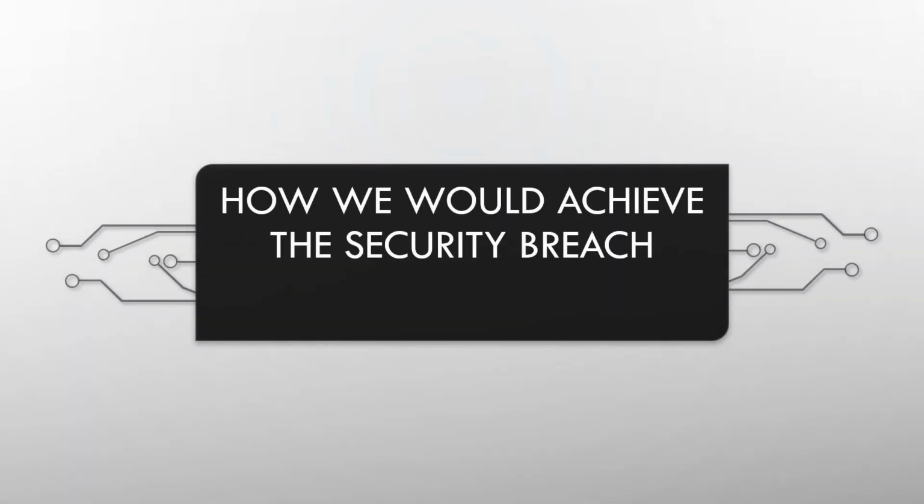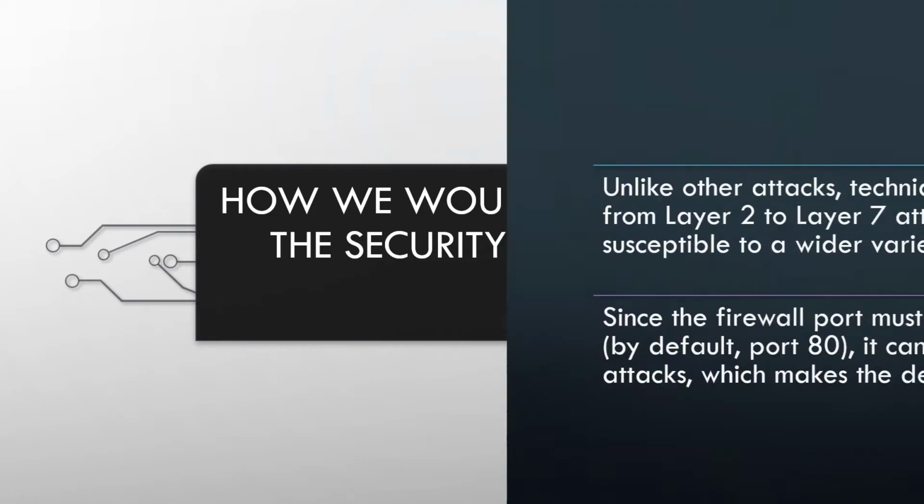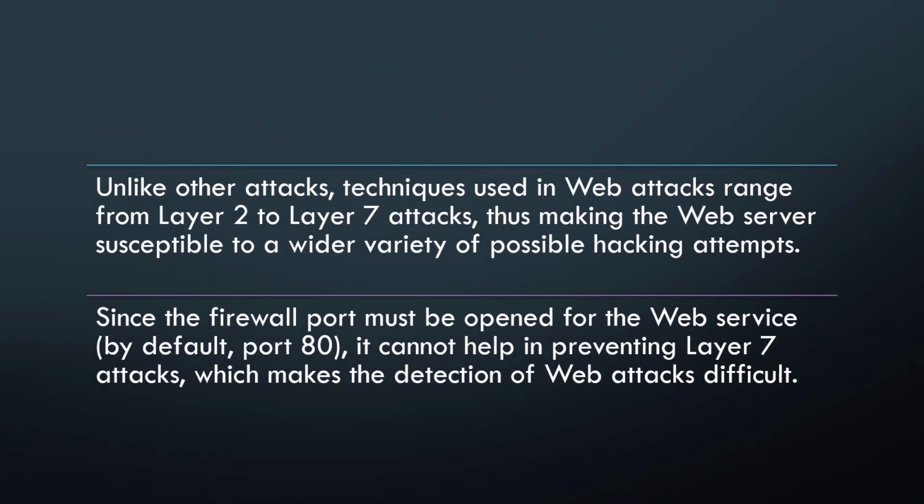How we would achieve the security breach. Unlike other attacks, techniques used in web attacks, or web exploitation, range from Layer 2 to Layer 7 attacks, thus making the web server susceptible to a wider variety of possible hacking attempts. Since the firewall port must be open for the web service, by default port 80, it cannot help in preventing Layer 7 attacks, which makes the detection of web attacks very difficult.